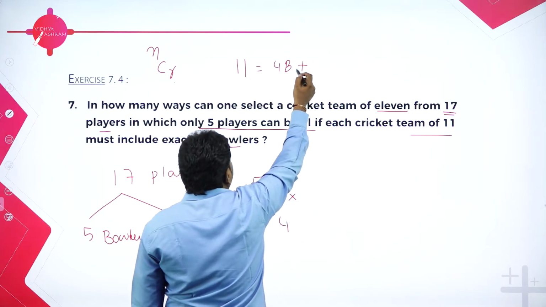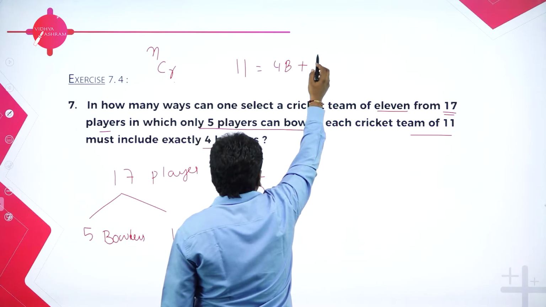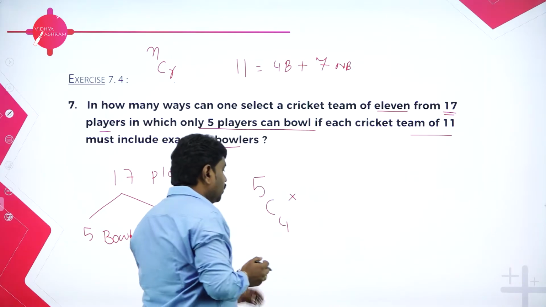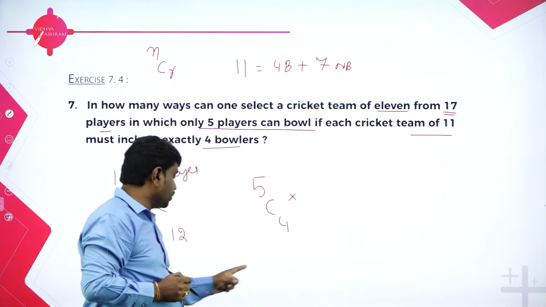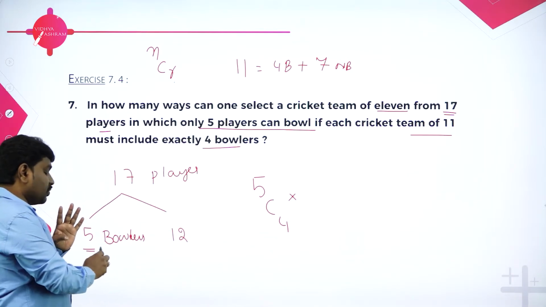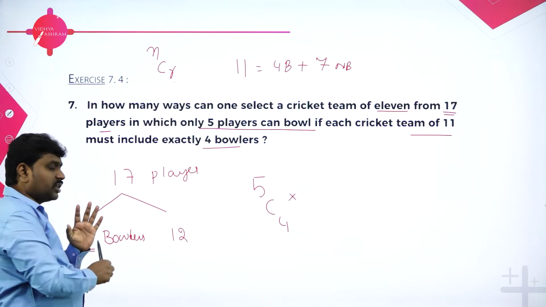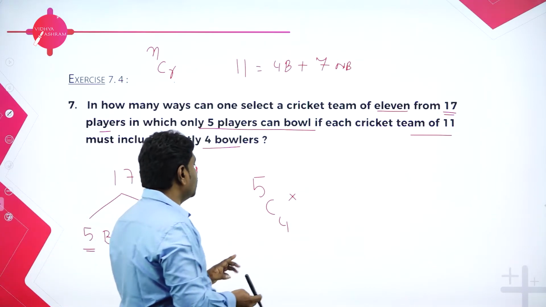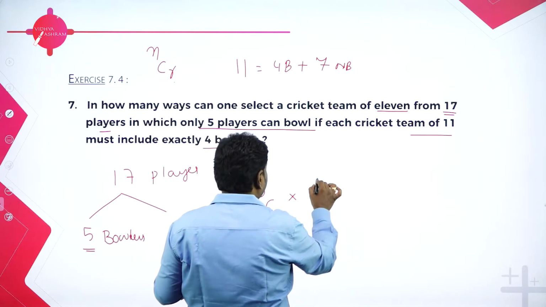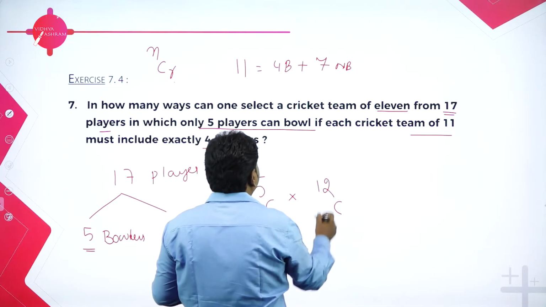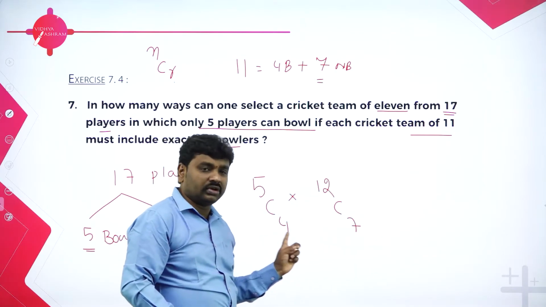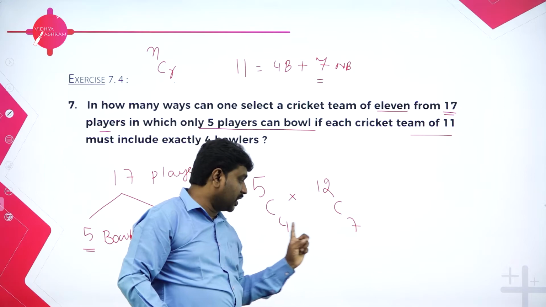Remaining non-bowlers means 11 minus 4. What is 11 minus 4? 7 non-bowlers. So out of 5, you have to select 4 because I want 4 bowlers. 4 bowlers I have to select from 5 bowlers because totally I have 5 bowlers. Out of 5 bowlers, 4 bowlers can be selected in 5C4 ways. And remaining I have 12 players. From the 12 players, I have to select how many more? 7 more. So 7 plus 4, 11.